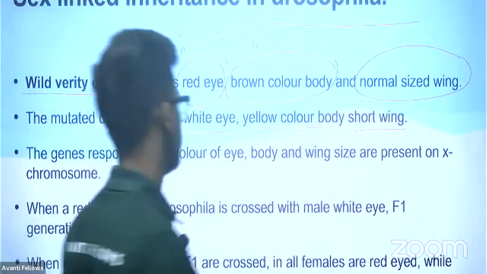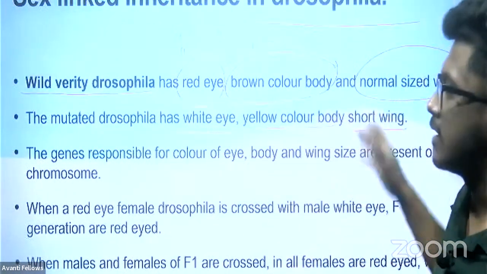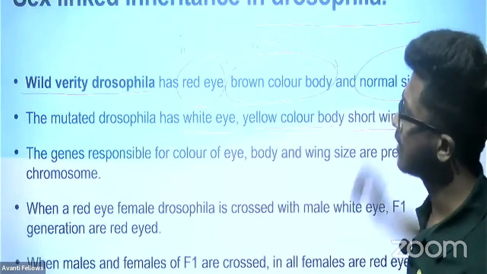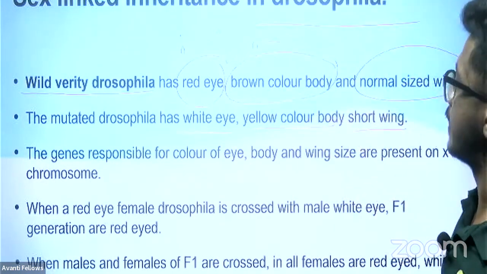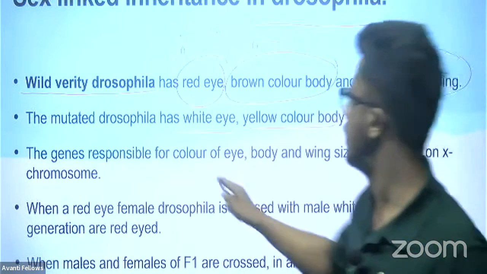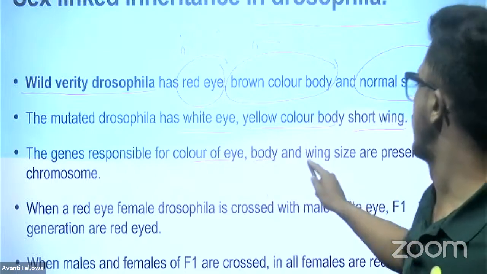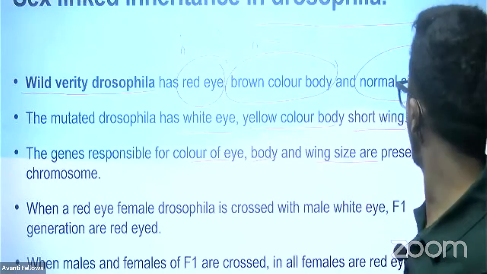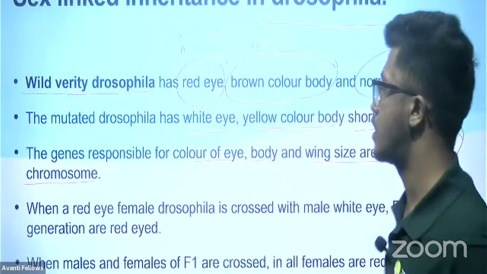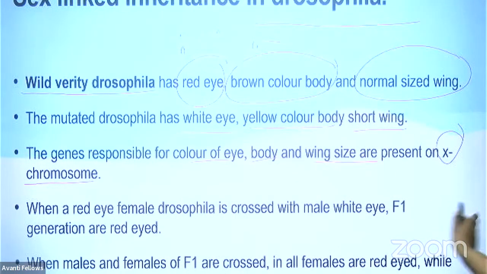Now, let's see what the crosses are and how the crosses are conducted. If you see all these colors, what are those? The color of the eye, the body color, and the wing size, all of these characteristics. The eye color, the body color, as well as the wing size, all of them are present on what chromosome? X chromosome. Very, very important.